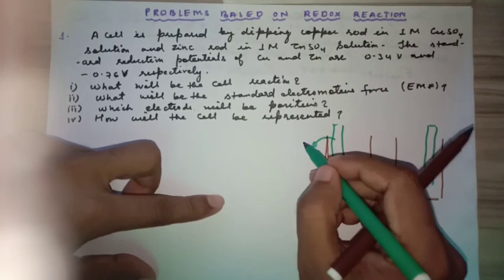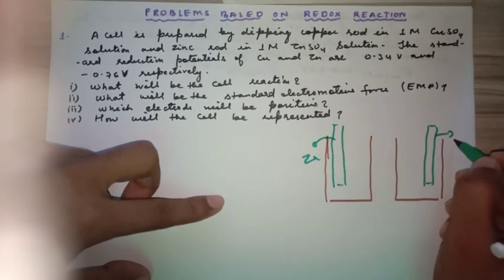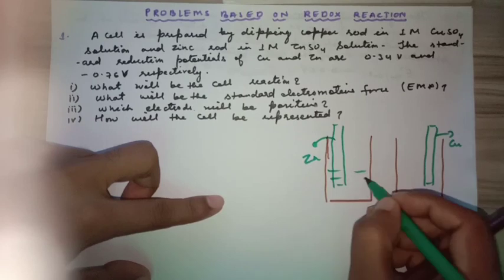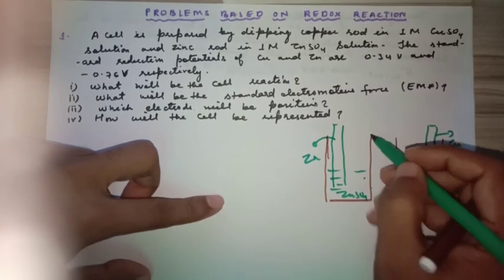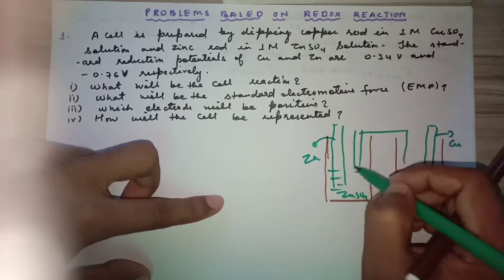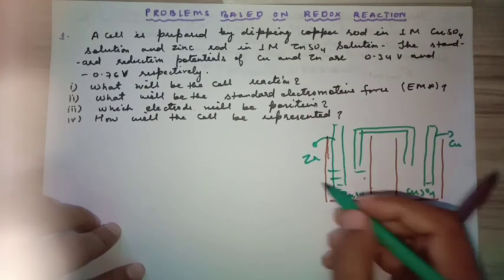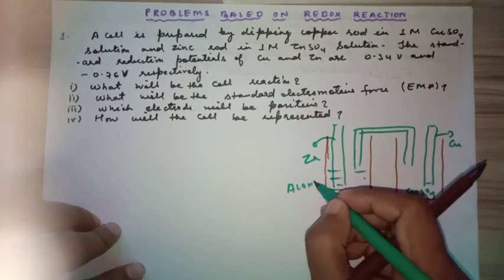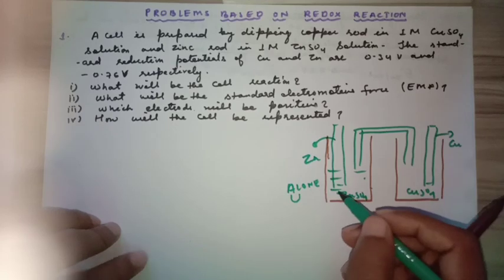The first one is zinc and the second one is copper. The solution over here will be zinc sulfate and this will be copper sulfate, and this will be connected by a salt bridge. So this is the situation, and we have learned that the anode is at left where oxidation will take place, and this will be negative.